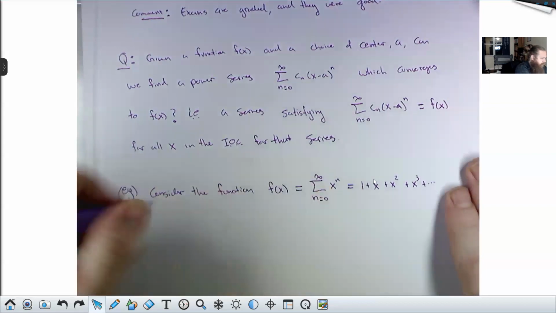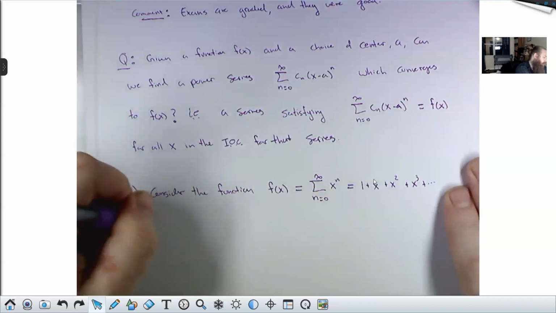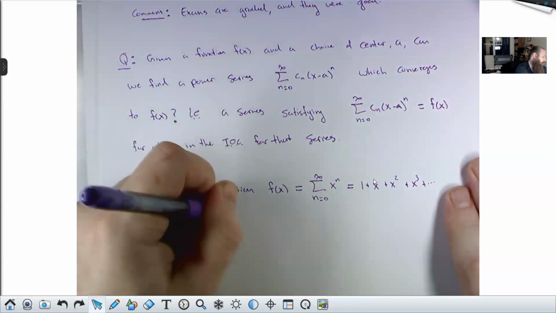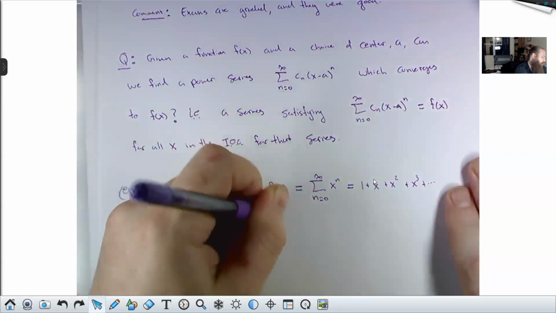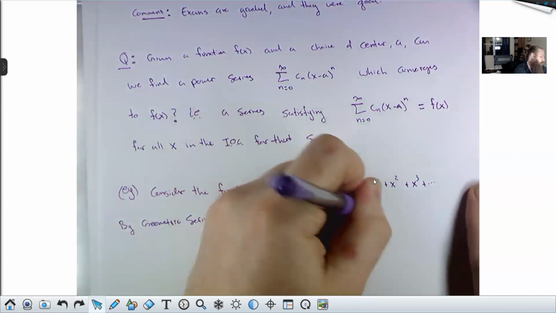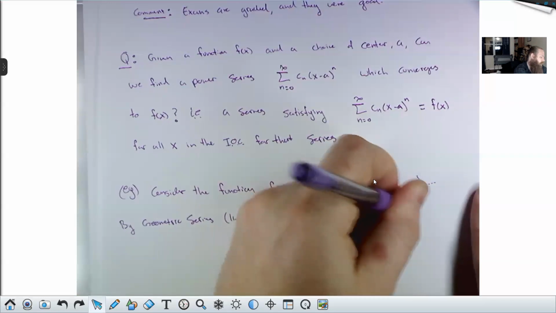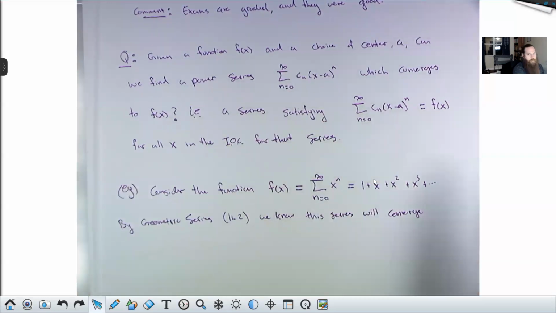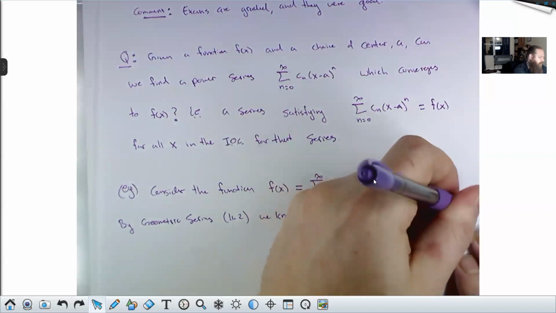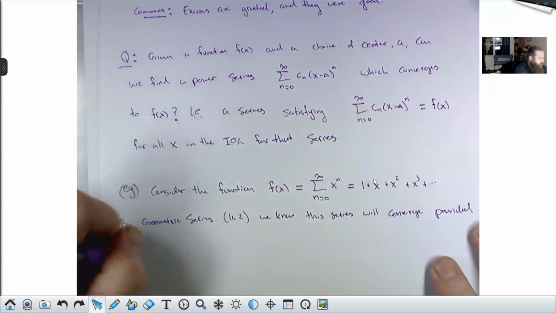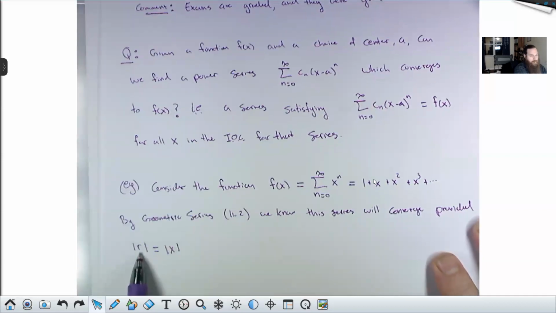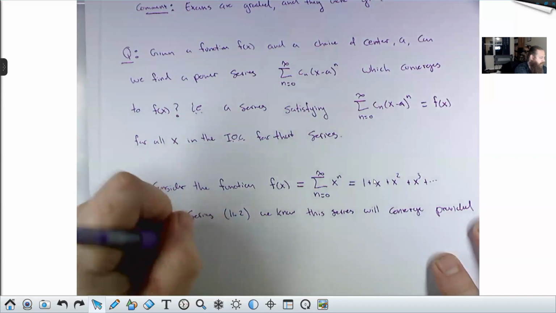We know, because this is a geometric series, by the results developed in 11.2, we know this series will converge. It is a geometric series. The sum is just a bunch of stuff to the n. So we know it will converge provided the absolute value of the common ratio, which in this case is the absolute value of x because x is the common ratio, is less than 1.